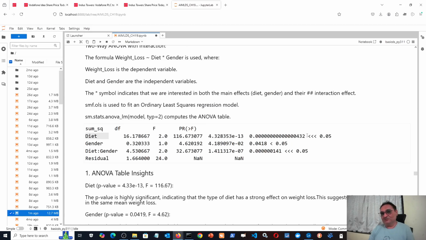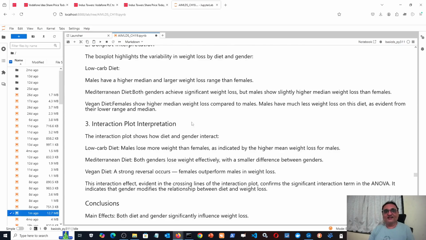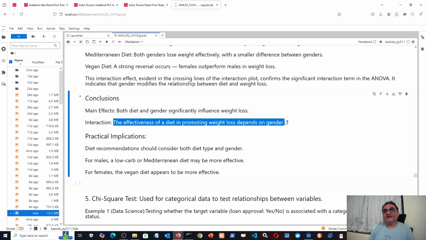Significantly does not mean large or small. Remember, significantly means whether they affect or not, whether their effect is statistically significant or not, right? So they do affect. Then the effectiveness of diet in promoting weight loss also depends upon gender.